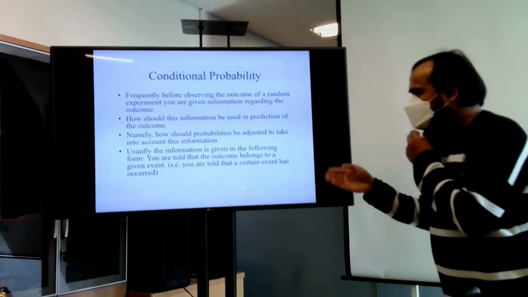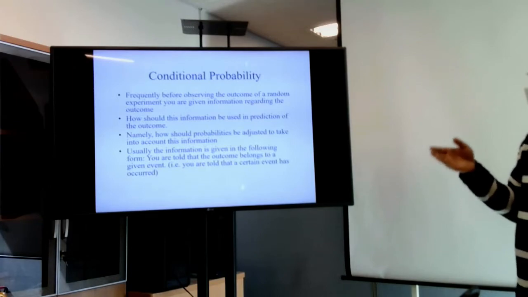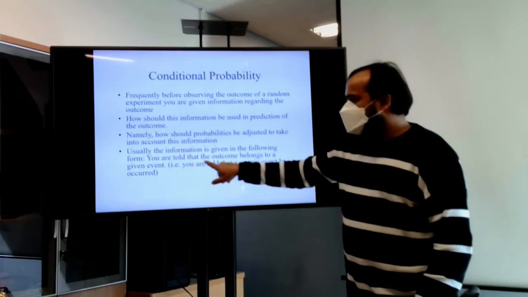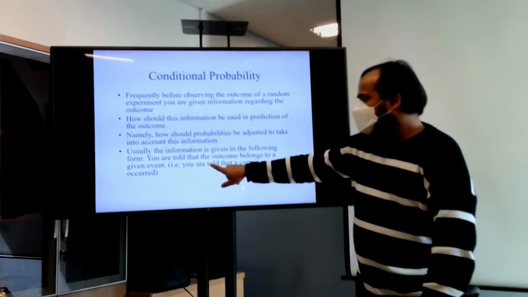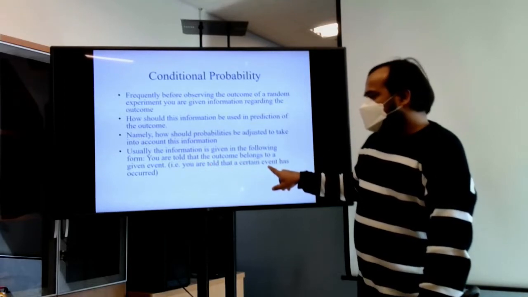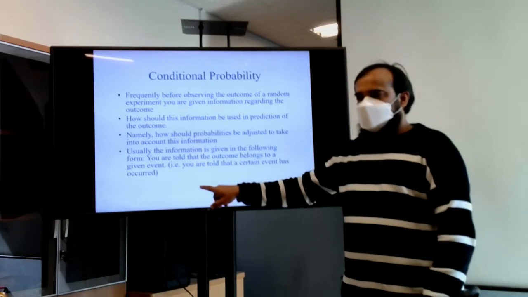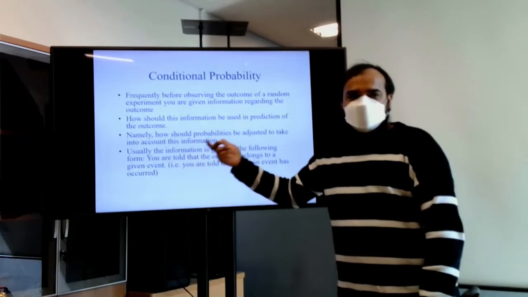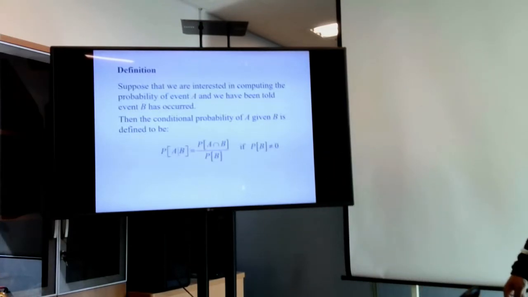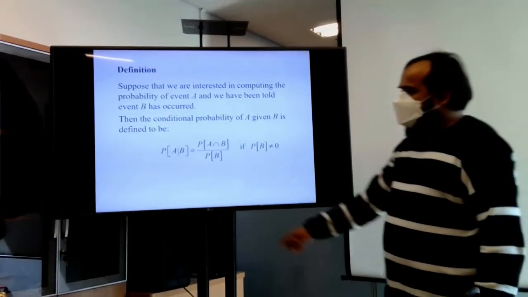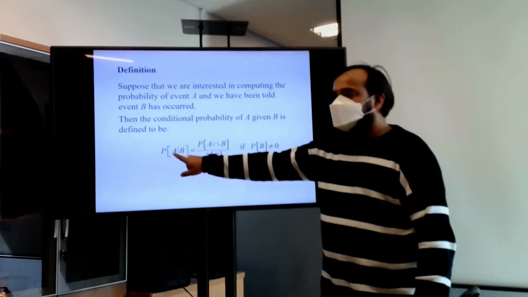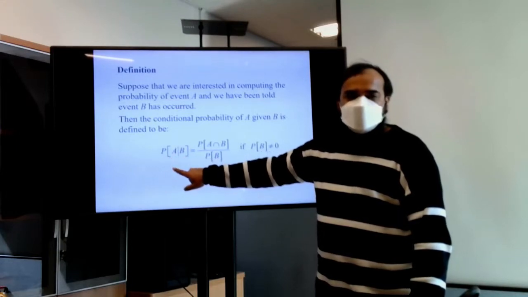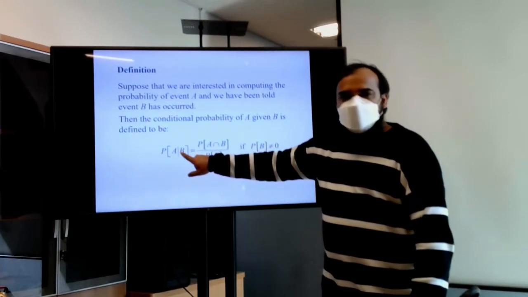Usually the information is given in the following form: you are told that the outcome belongs to a given event that has occurred. You already know the information, and now you are finding a certain value. You already know B, now you are finding A. B is already known, and you are finding the probability of A based on knowing the information of B.